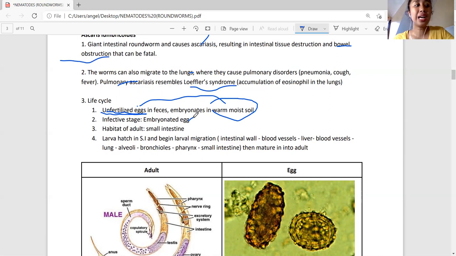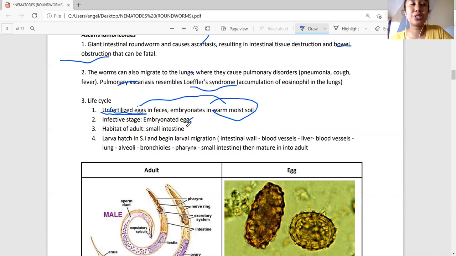So class, the solution for Ascaris lumbricoides is proper sanitation. Sana dapat wala nang open defecation, zero open defecation.